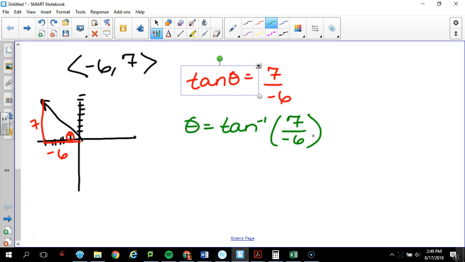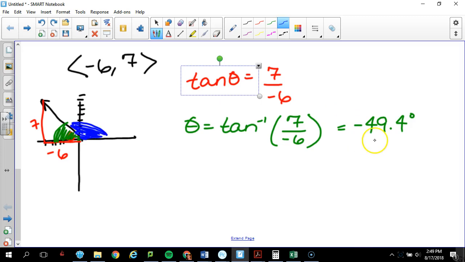negative 49.3, well, negative 49.4. Thank you to rounding. So that means from here to here, this angle is negative 49.4. But I need this angle. I need all of this.